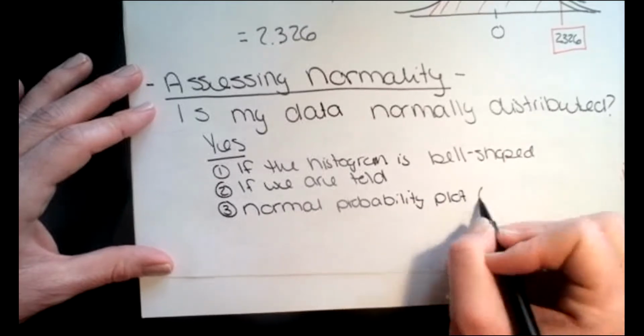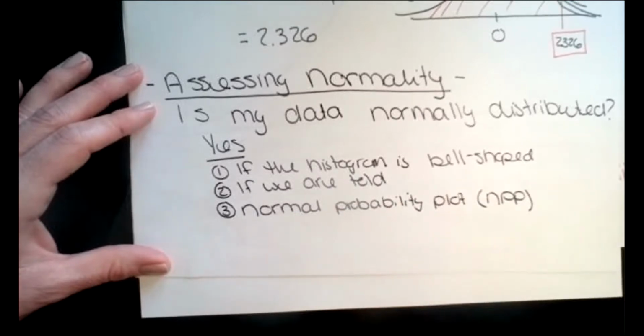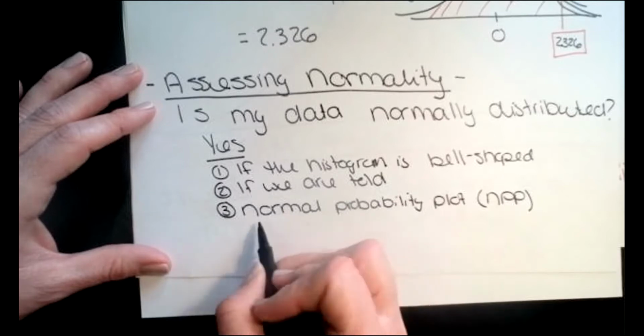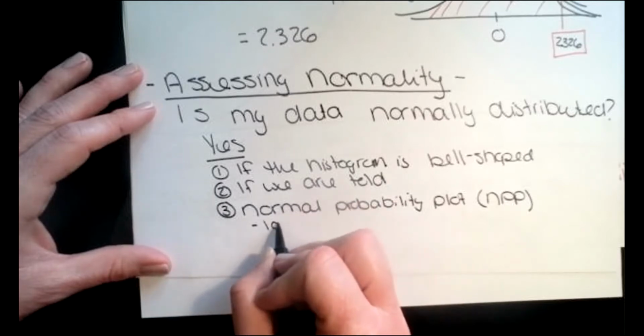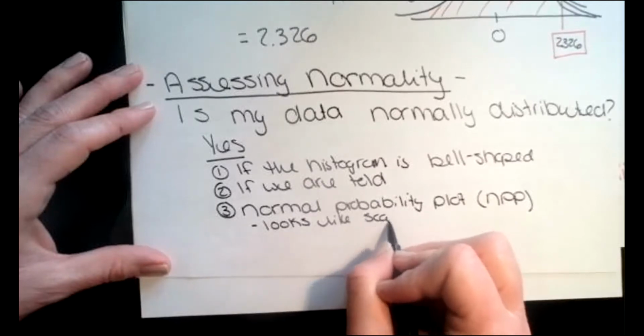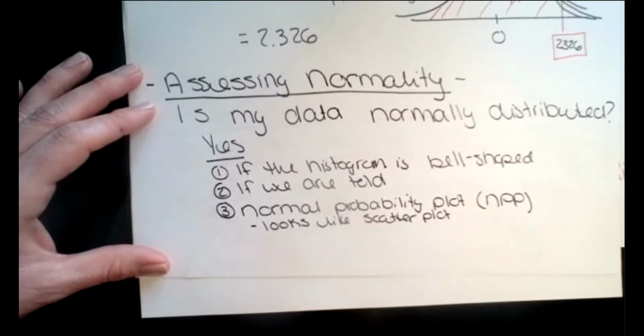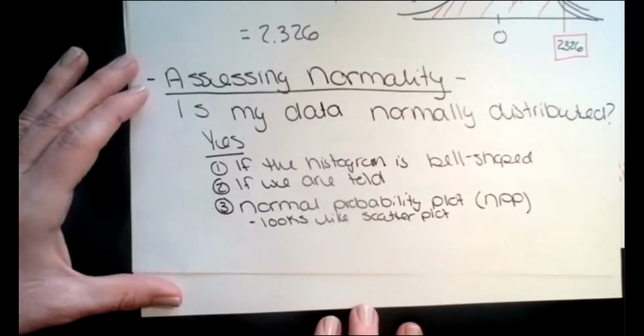And it's actually just called the NPP. So it's the normal probability plot. What this does is this looks like a scatter plot. Remember the scatter plots from chapter 4? When we had an X and a Y, that's what it looks like. It looks just like a scatter plot.